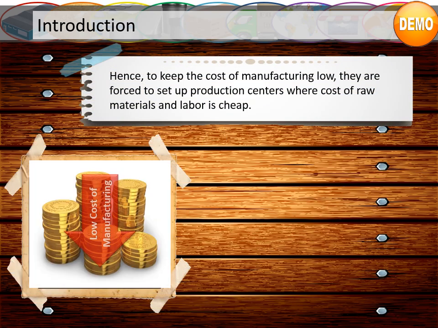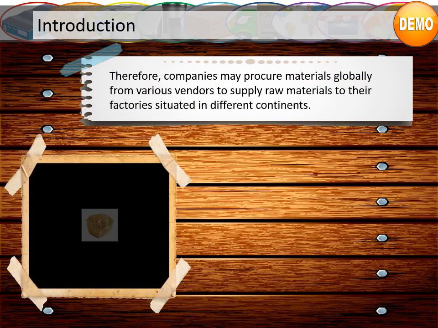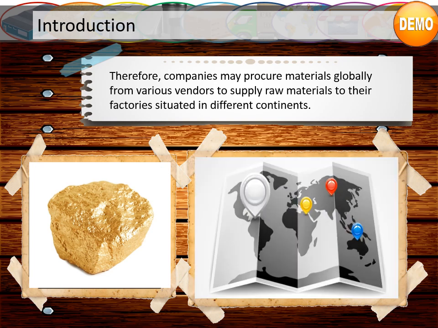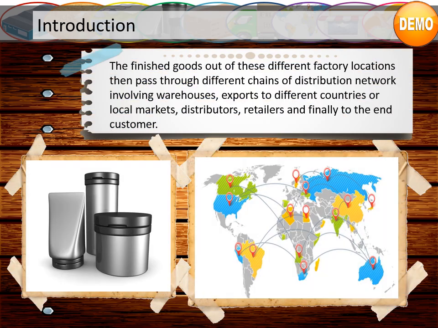Hence, to keep the cost of manufacturing low, they are forced to set up production centers where cost of raw materials and labor is cheap. Therefore, companies may procure materials globally from various vendors to supply raw materials to their factories situated in different continents. The finished goods out of these different factory locations then pass through different chains of distribution network involving warehouses, exports to different countries or local markets, distributors, retailers, and finally to the end customer.